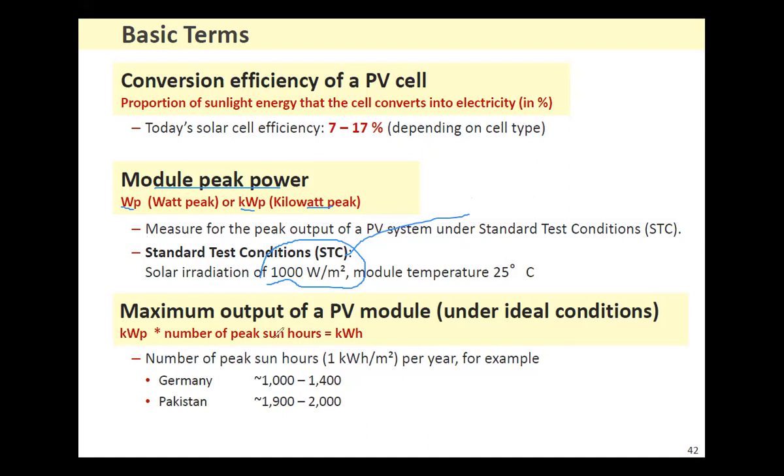And there are also different factors under ideal conditions, like in Germany, or as I told you, this maximum output of a PV module. This is actually in kilowatt hours. We discussed it in detail in our lecture number 1 of phase 1.